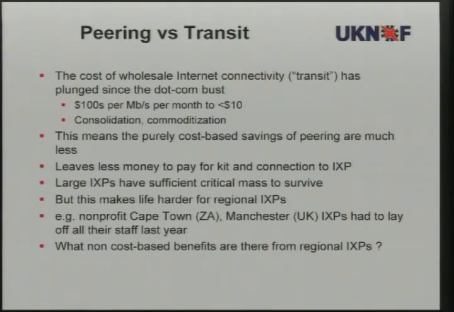Say 20% of your traffic can be saved by peering. 20% of 10 bucks is a whole lot less than 20% of several hundred bucks. But there's a fixed cost associated with connecting to an exchange. So these days there's less money to do it. With the large IXPs, obviously you've got a volume of traffic there that gives you the critical mass to survive. But if you're a regional player, the second exchange in the city, that can make life a lot harder.